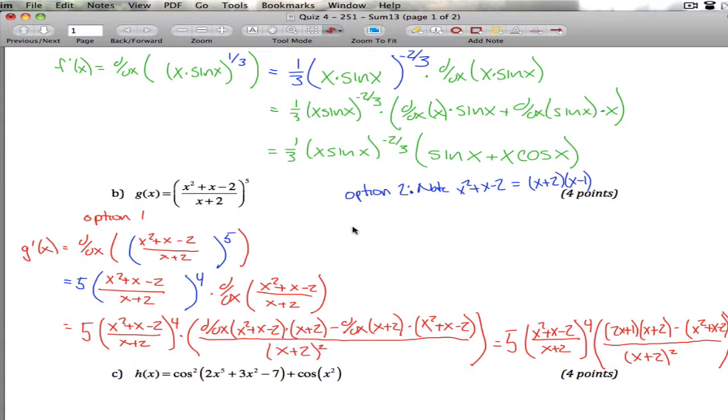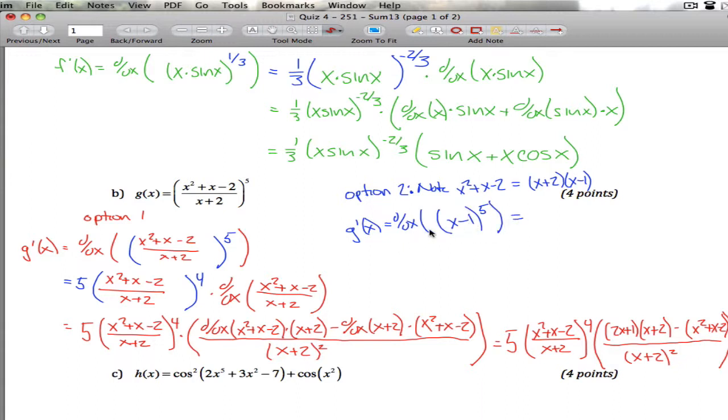So what we really get is that g prime of x is just the derivative of x minus 1 raised up to the 5th power. Just x minus 1 inside these parentheses because the top here is x plus 2 times x minus 1. And the bottom I got x plus 2, so I cancel out those x plus 2s. I'm left with just x minus 1 to the 5th power.